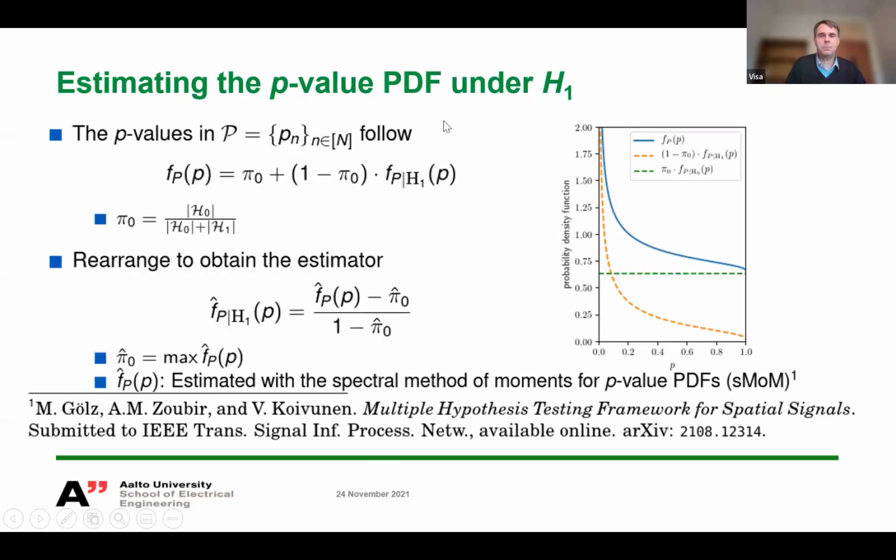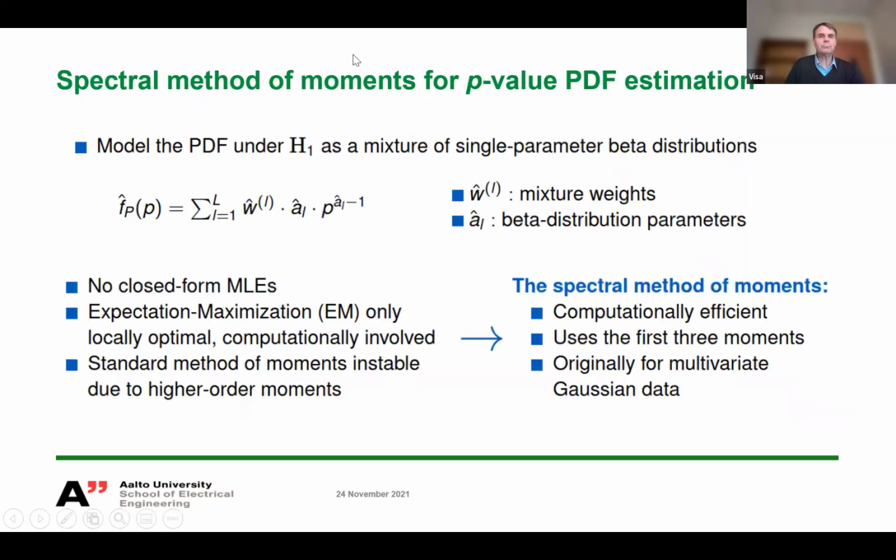And this method for estimating this p-value distribution under H1 is described here. We have many different beta distributions, and the small p-values, we assume that they obey a mixture of these beta distributions. Then we use this spectral method of moments to find the parameters and mixture proportions of these beta distribution components. So you have L of these mixtures here.